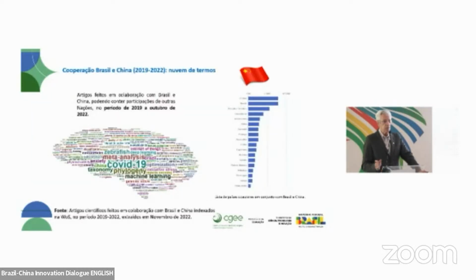So what we decided to do is to adopt that for the cooperation between Brazil and China, from 2019 to 2022. This is a contribution that I decided to bring to this event today. Here we have the keywords about the cooperation from 2019 to 2022 between Brazil and China, and the cooperations that involve other countries as well.